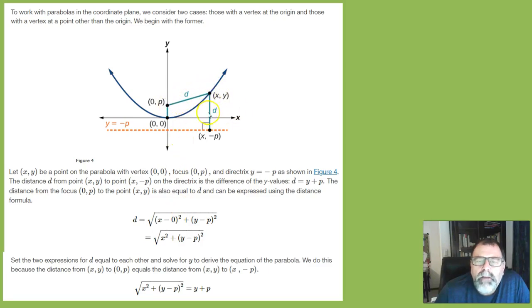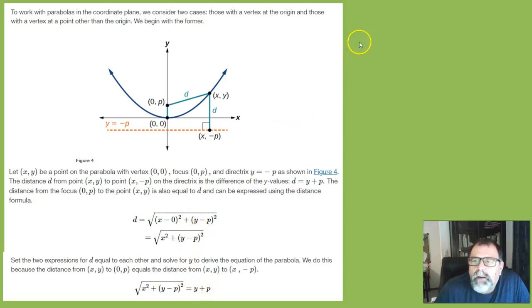Okay, now this is on a vertical line, so for this distance you're just going to subtract the y coordinates, y minus negative p, which will be y plus p. So then you set those two distances equal to each other. So this d from the first two points is the square root of x squared plus y minus p squared, just the distance formula. And that's equal to y plus p.